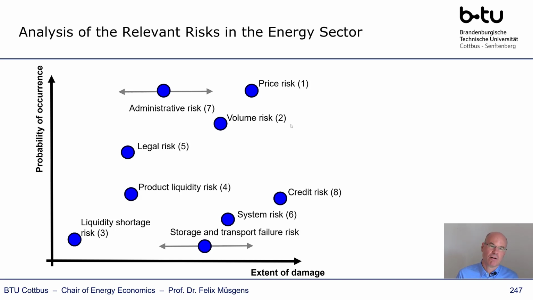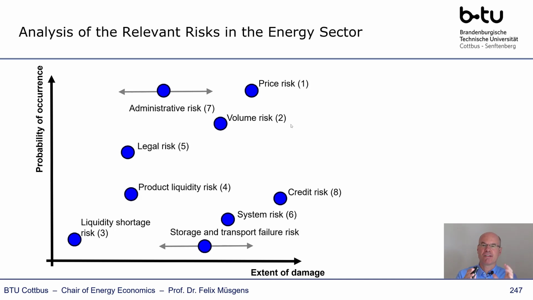Then we have probability of occurrence somewhat higher, legal risks, number five. We have system risk, number six. We will again discuss this in a minute. And then we have administrative risks, which imply that some of the people acting, the staff working at the company, is doing something wrong. And last but not least, we have credit risk number eight and storage and transport failure risk, which we will not discuss in great detail. That's specific, for example, to operating storage infrastructure that you cannot access it.